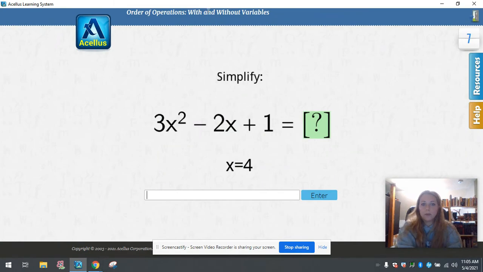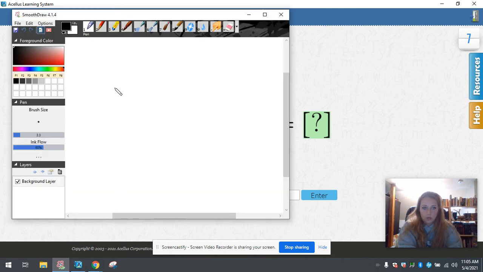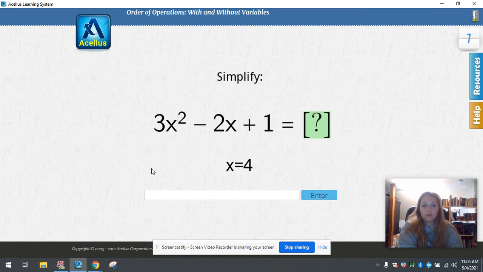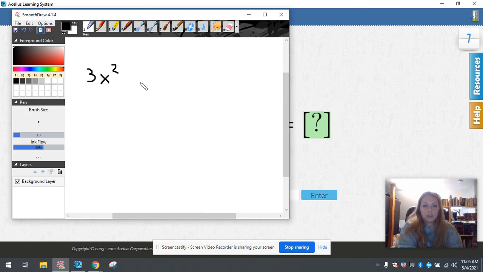All right, order of operations with and without variables. So we have 3x squared minus 2x plus 1, where x equals 4. I'm going to do most of these through notes. Instead, I'm just going to do a couple through the video because these are quite a few steps and it's going to take a while to do a video.